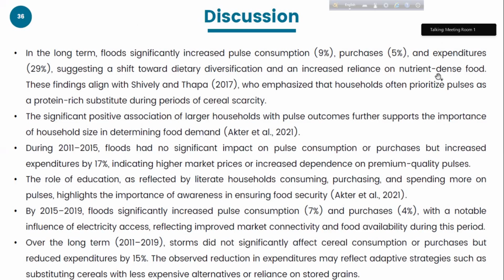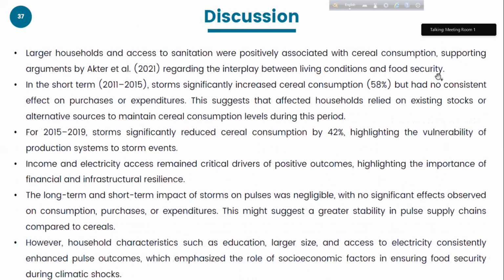Moving on, for the long-term incidental storms, this did not significantly affect cereal consumption and purchases, but reduced expenditure by 15%. The overall reduction in expenditure may reflect adaptive strategies, such as substituting cereal with less expensive alternatives or reliance on stored grains. And for the short term outlook for the storms, this increased, which I went over before.